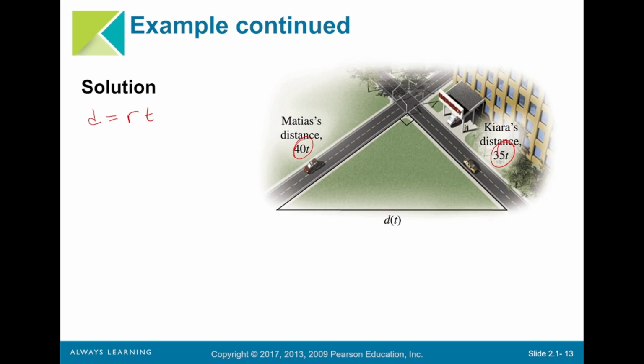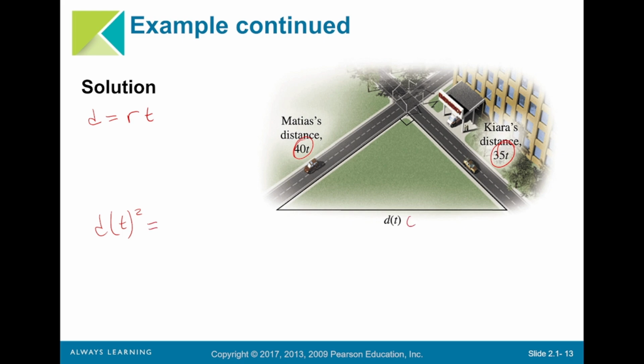So if I'm thinking about our distance formula, let's think about this d of t, along this hypotenuse. And let's try to write this down as Pythagorean's theorem.